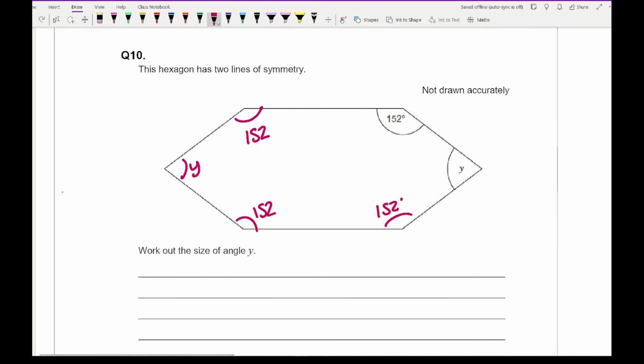Now, let me just explain why it mentions that there's two lines of symmetry. The reason for it saying that it's got two lines of symmetry is recognizing that the angles are the same. So the two lines of symmetry here basically imply that this angle here is the same as this angle here, and this angle here is going to be the same as that angle there.